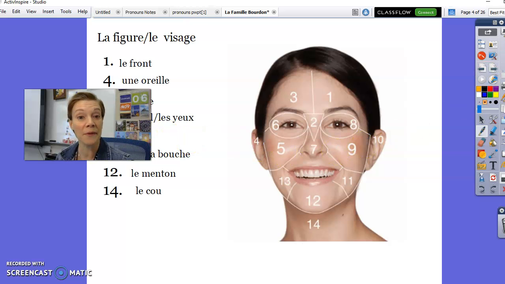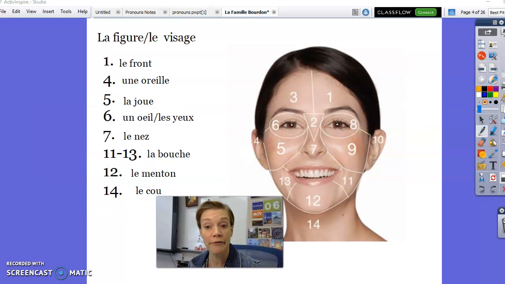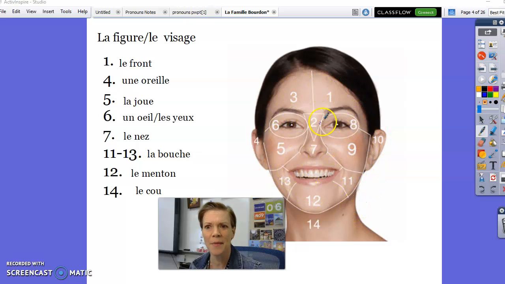Class, here are some different other things you can describe. Parts of the face. I know she's weird. She's all marked up, I think, for doing some contouring. But let's talk about different things that are on your face, and I think you know some of these. First of all, the face itself. La figure, also called le visage. They both mean the same thing. Le front, that's number one. Le front. Une oreille. La joue. Ici.